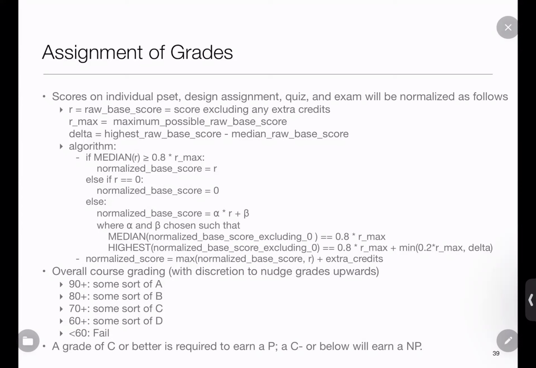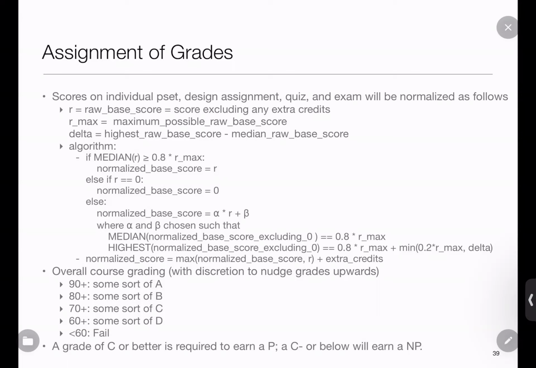If you got a 0, it will remain a 0, because, for example, maybe you didn't even take the test. We don't want you to get a score then. So if you have a 0, it remains a 0. If the median is already higher than 80, it remains higher than 80, we do nothing. But if it's lower than 80, we make the median 80, that's one constraint, and the highest score becomes 100. That's the second constraint. We fit a line, and everyone's score gets adjusted unless the score was already 0.